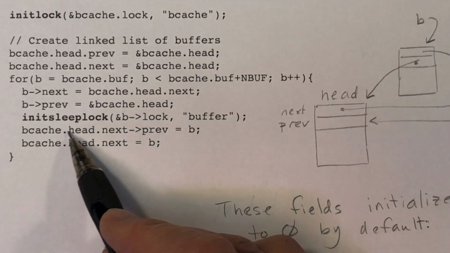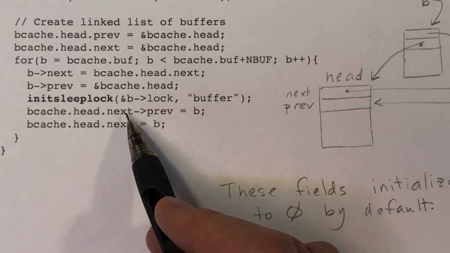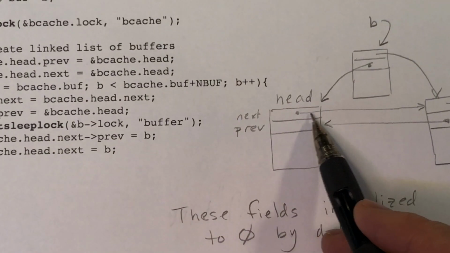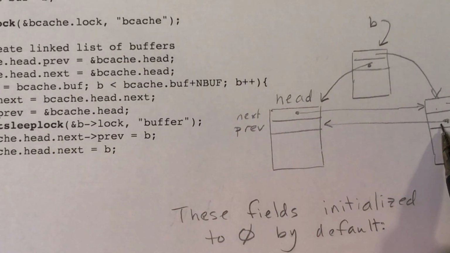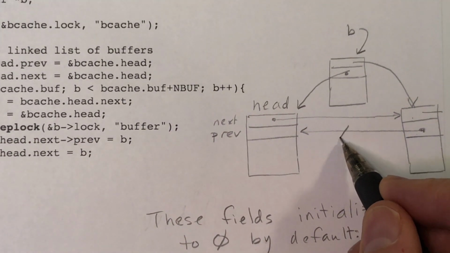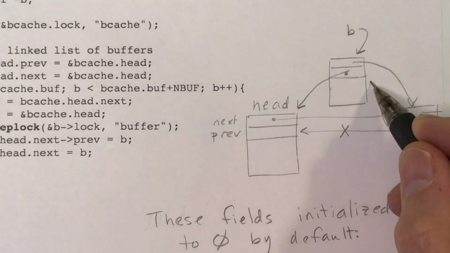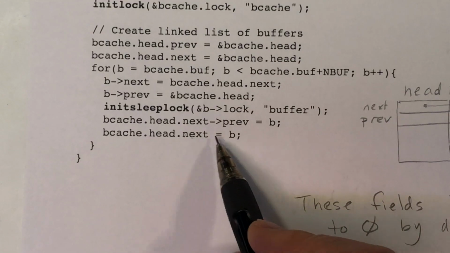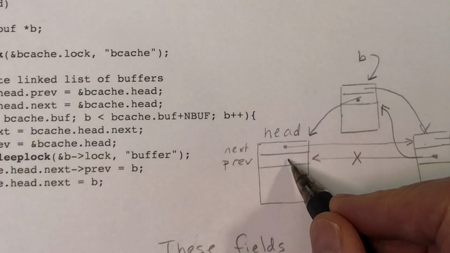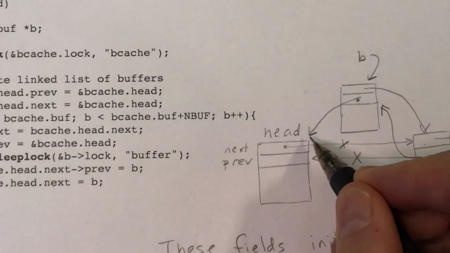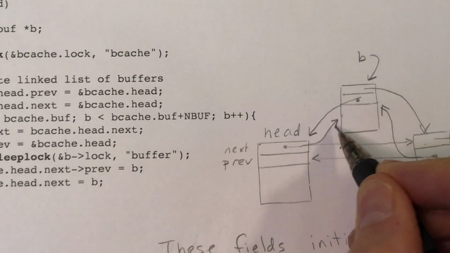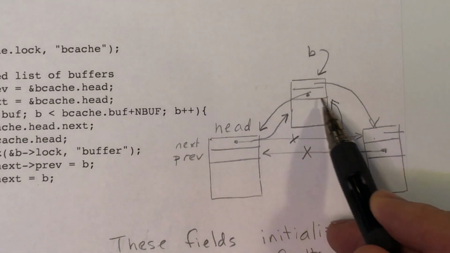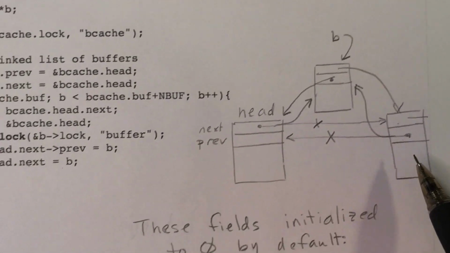And then in the next step, we make the thing that the head is pointing to next, which is this element here, we make its previous pointer point to B. Okay, so I'll do that by rerouting this pointer like that. And then we make the head's next pointer point to B. So we reroute that to here. So at that point, we've added this into the linked list.